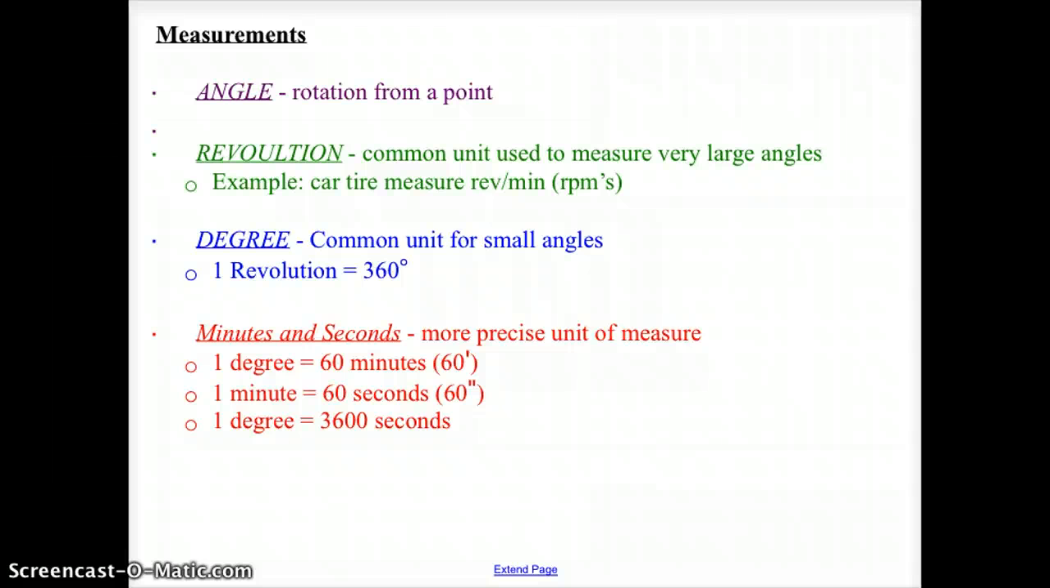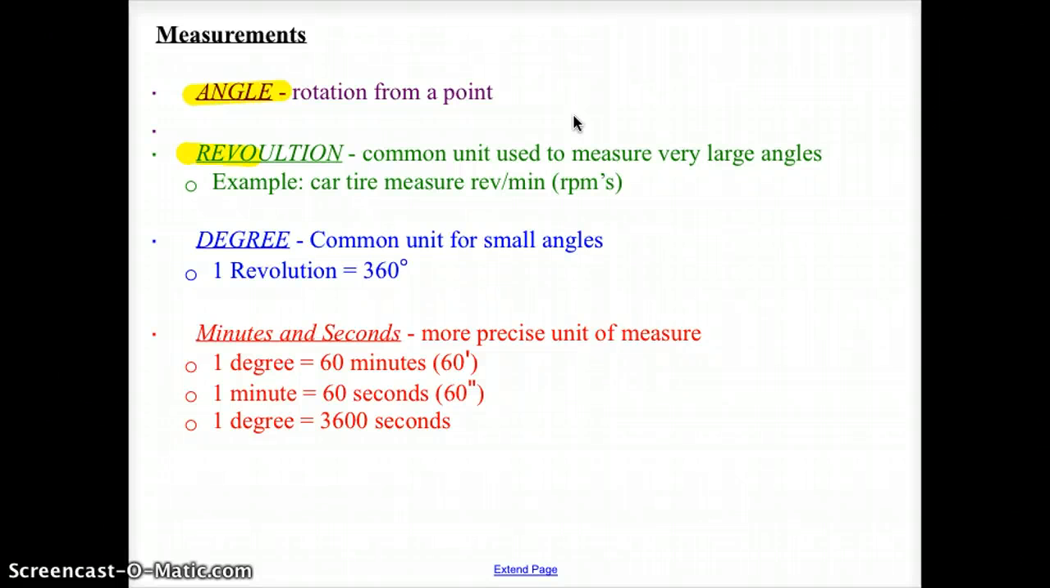And that brings us to some other definitions. First off, we have the definition of an angle. What an angle is is the point from a rotation or from a point. Most of you would know what an angle is from geometry class. You can measure angles in degrees, so I can have an acute angle, which measures less than 90 degrees, or I can have an obtuse angle, which measures more than 90 degrees.